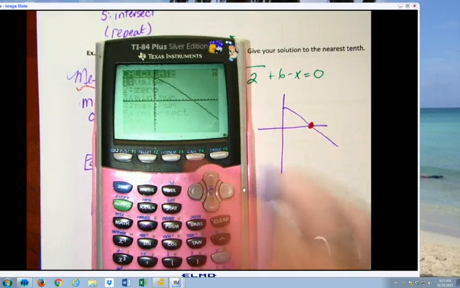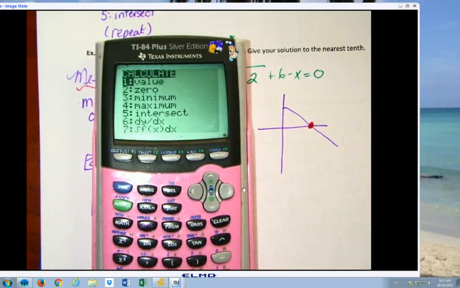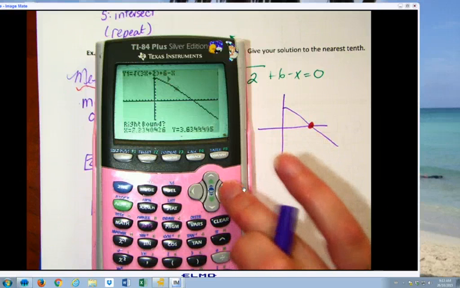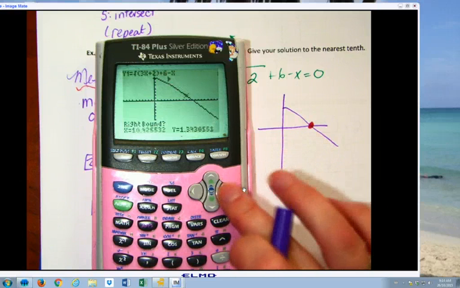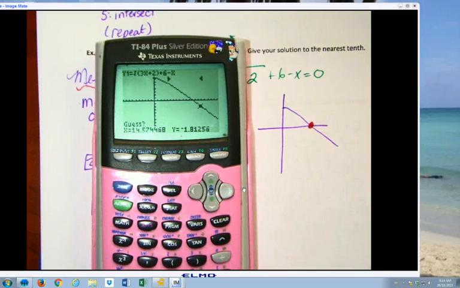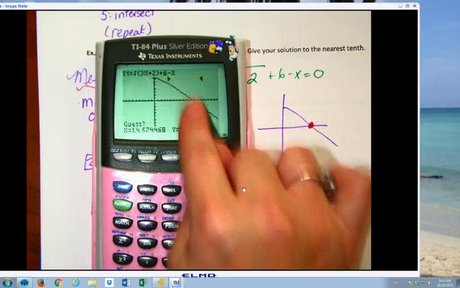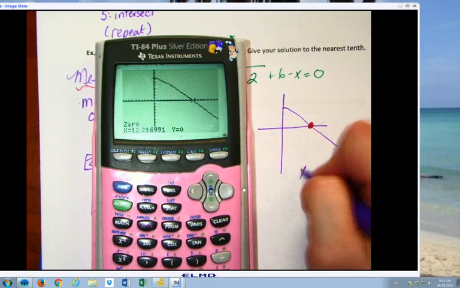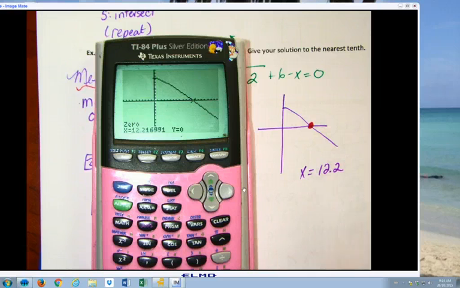Okay, so second calc. Number 2, which is zeros. My cursor happened to already be on the left, so I'm just going to hit enter. I'm going to move so I'm somewhere on the right of that x-intercept. Hit enter. The arrows at the top, they're pointing. Is this the one you want me to find? Enter a third time. And we have 12.2.